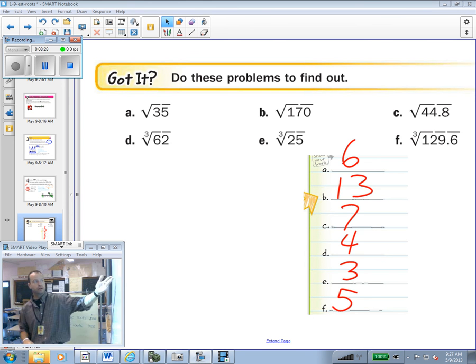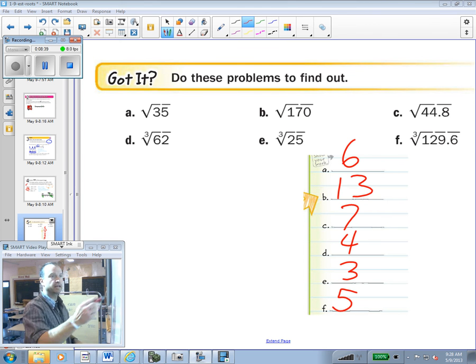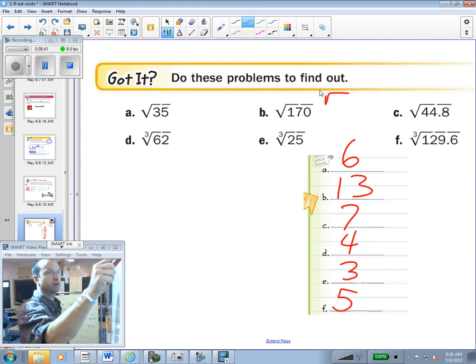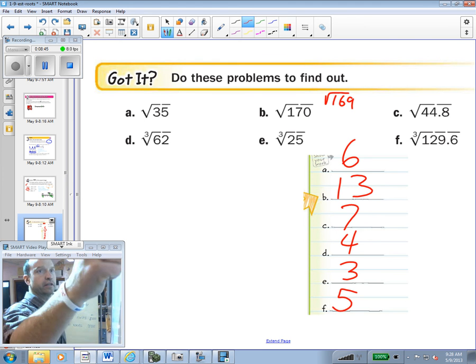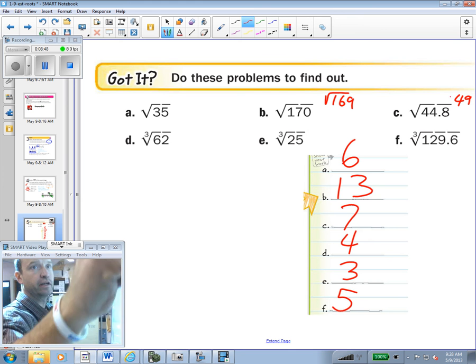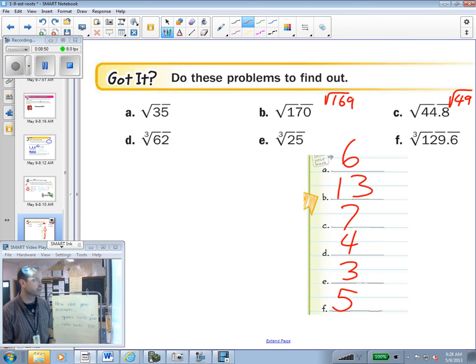Okay, there we go. Again, looking at A, square root of 35, close to 36. Square root of 36 is 6, so 6 is the answer. Square root of 170, again, we're thinking that's close to the square root of 169, so 13 is our answer. That's closest to the square root of 49, so 7 is our answer.